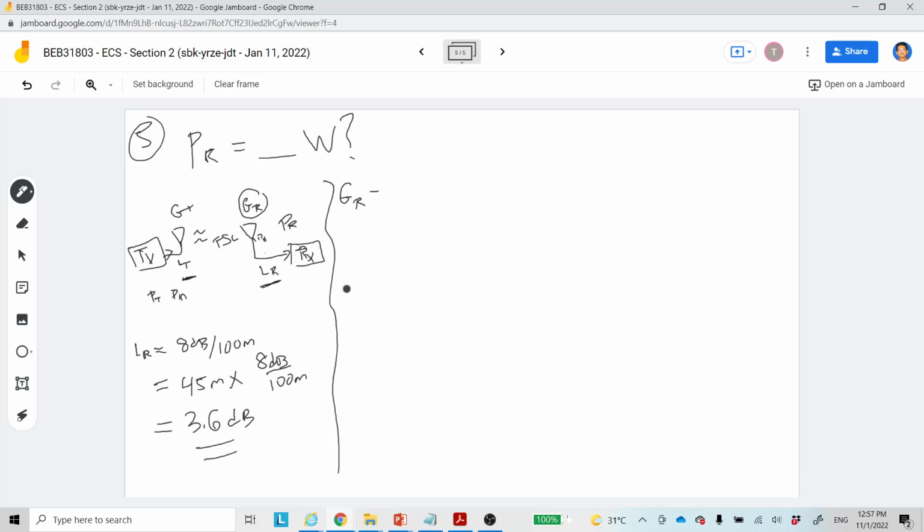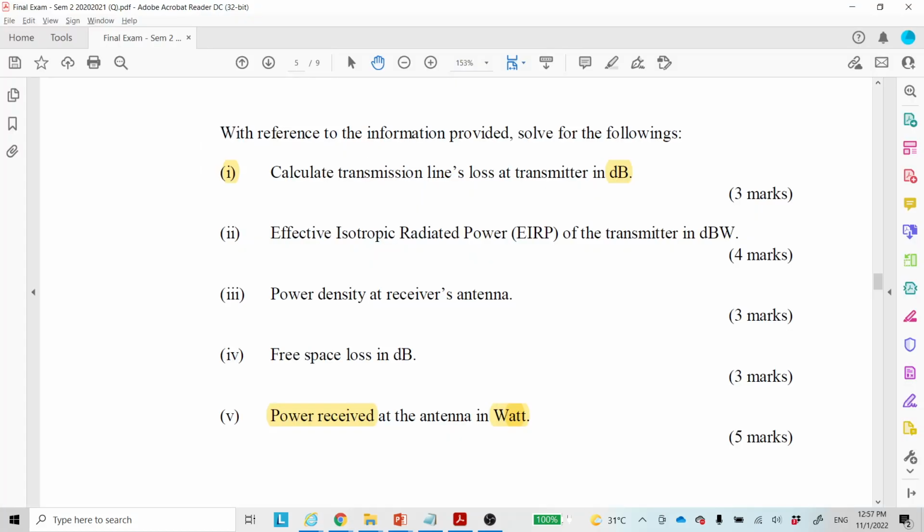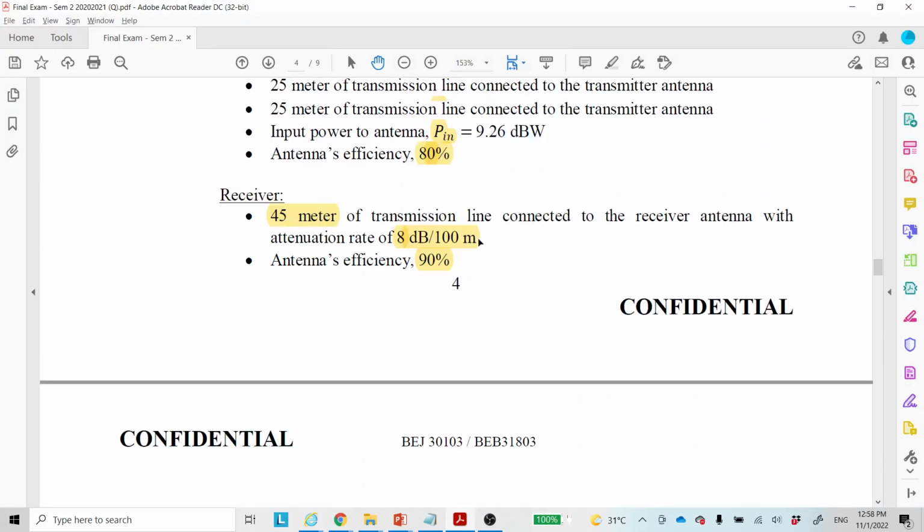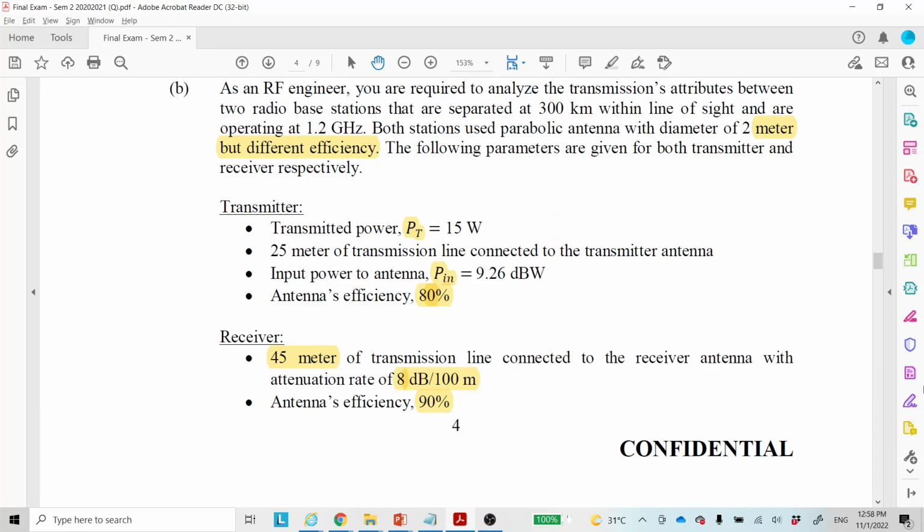So GR is equal to 4 pi AE divide with lambda square. Okay. So now the AE is different. So AE is equal to antenna efficiency, okay, pada receiver multiplied with the effective actual area. So, antenna efficiency at the receiver is 90% according to the question. Telah diberikan dalam soalan sebanyak 90%.